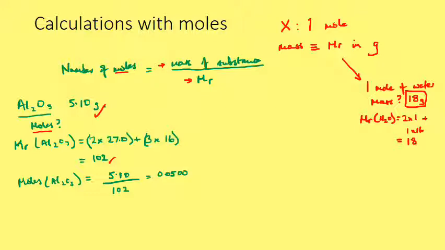Okay, question for you all. Why have I written it as 0.0500? Why didn't I just leave it as 0.05? So if somebody can tell me that in class, I'd very much appreciate it.